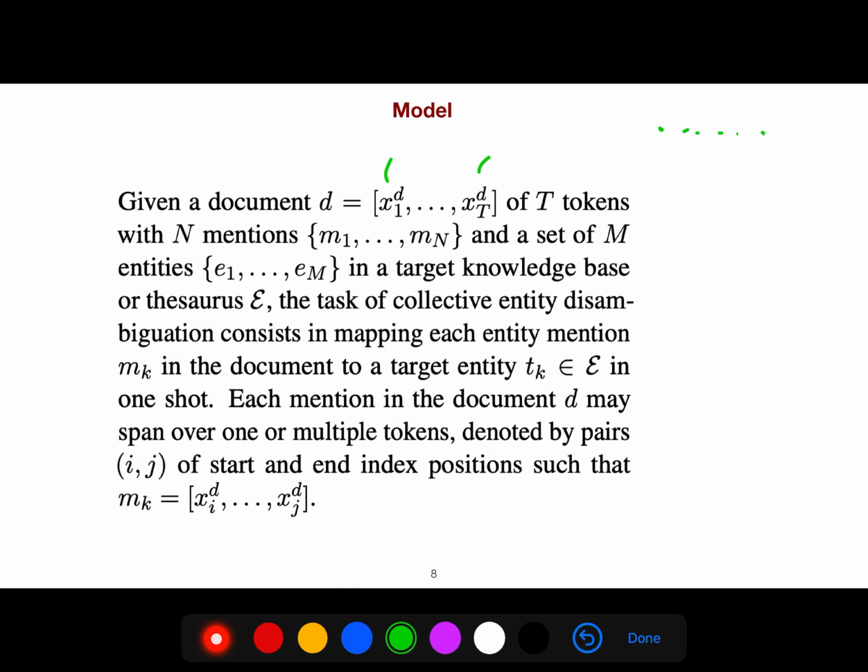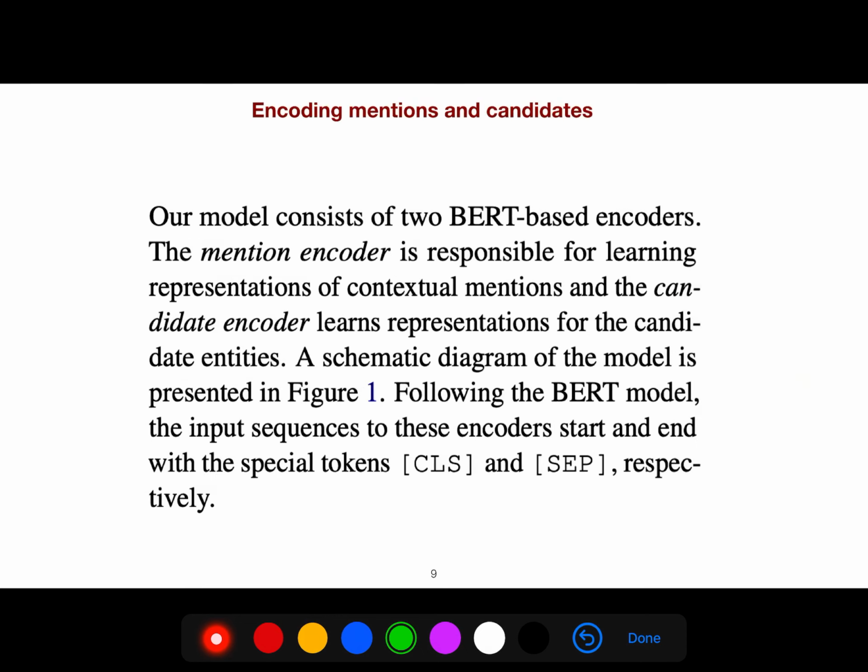Each mention in a document may span one or multiple tokens. And you will see that they have an interesting trick: they limit the size of the span, because the number of spans, the combinatorics, becomes huge. So they have a clever idea. For example, they don't go more than 4 tokens, a sequence of 4 tokens. I can say it's a heuristic that they use.